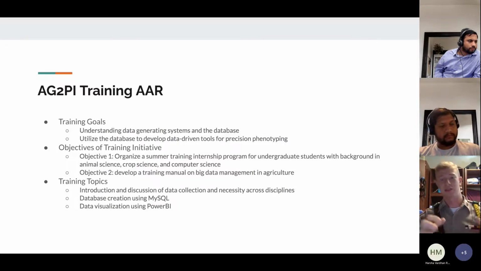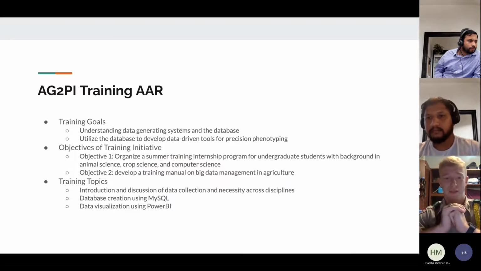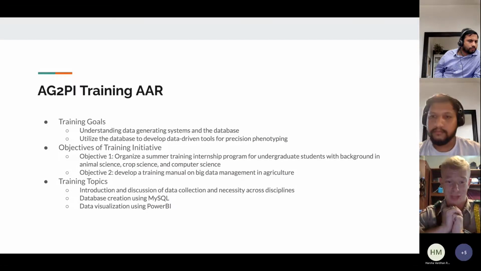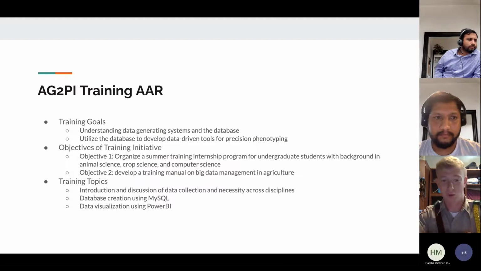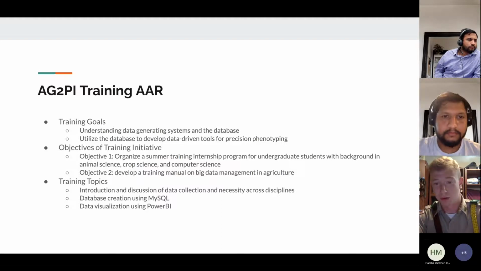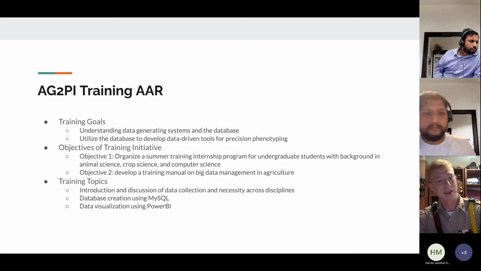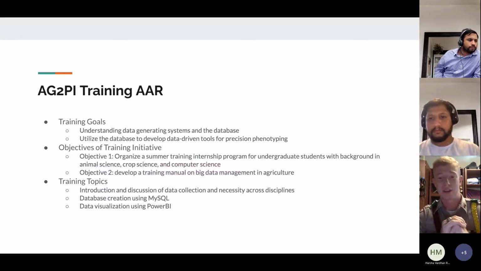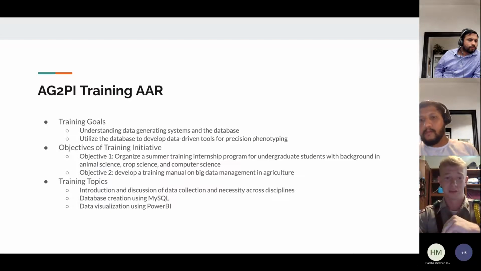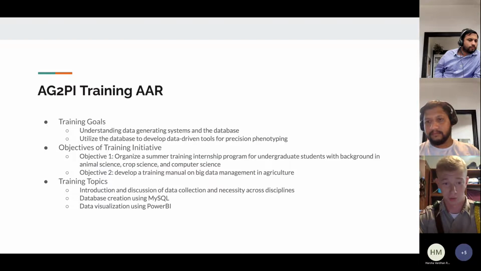Now, the objectives of the training initiative as a whole, I found on the AG2PI website. The first objective was to organize a summer training internship program for undergraduate students with a background in animal science, crop science, and computer science. I'd say that objective has been effectively completed. And the second objective is to develop a training manual on big data management in agriculture. Now, this objective was supposed to come after this first round of training because we are the initial cohort, of course.